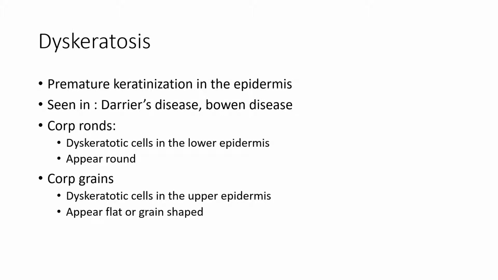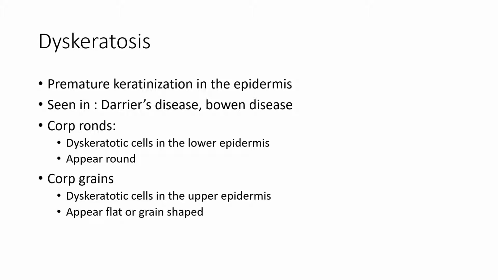The other disorder is dyskeratosis. Dyskeratosis is also known as premature keratinization in the epidermis. By premature, we mean keratinization seen in a histopathological slide below the level of stratum granulosum.